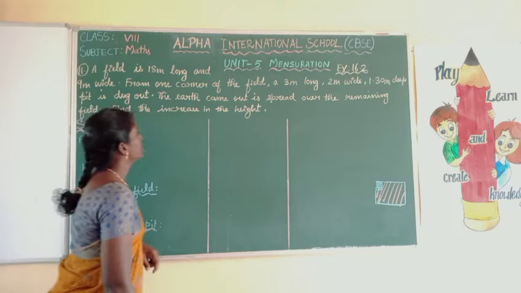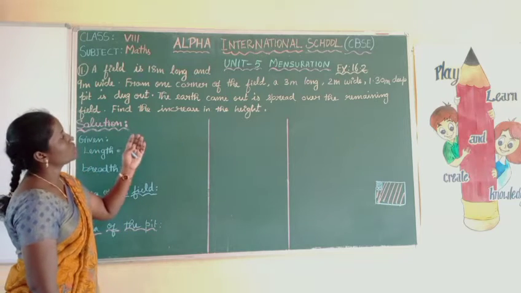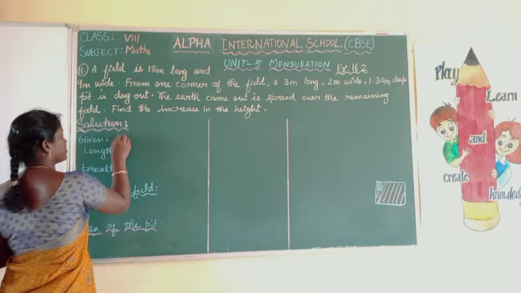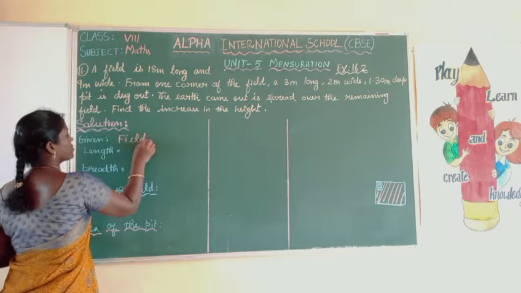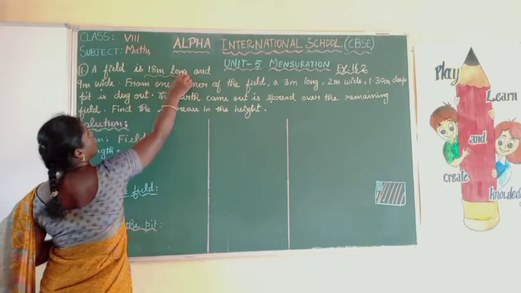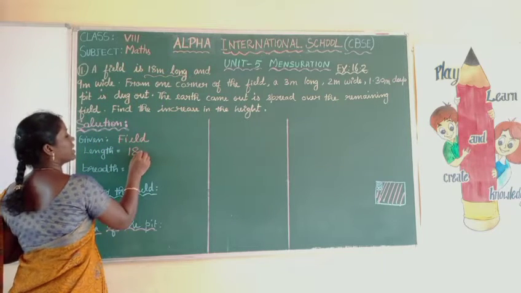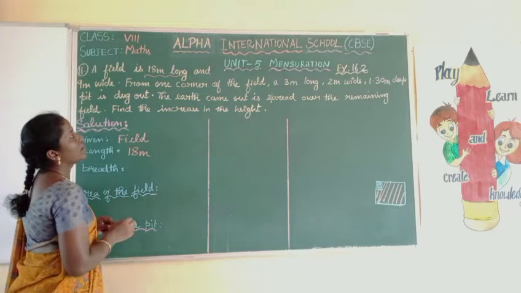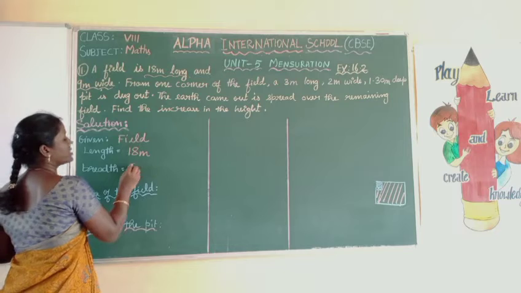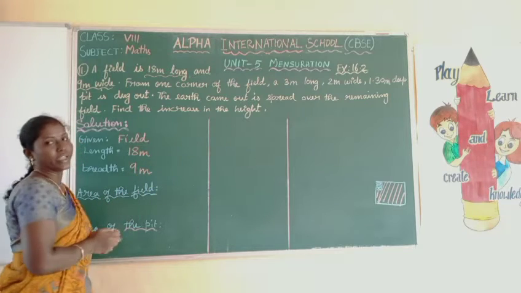Now, first we are going to see what is given for the rectangular field. What is the length of the field given here? The field is 18 meter long. Long is represented as length, so 18 meter. And 9 meter wide. 9 meter wide is given as the breadth of the field.